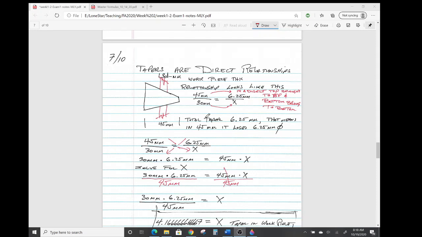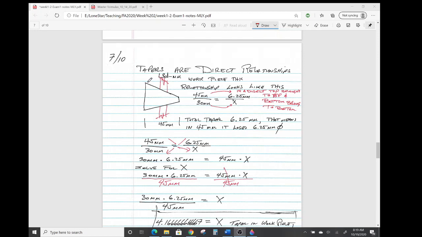Actually, we're dealing with direct relationships, and that's what a taper is. It's direct. Pulleys and gears are indirect. Tapers are a direct relationship. Now, easiest thing to do, I'll show you the taper sheet, your formula sheet, in a little bit. All right, tapers are direct relationships, okay?